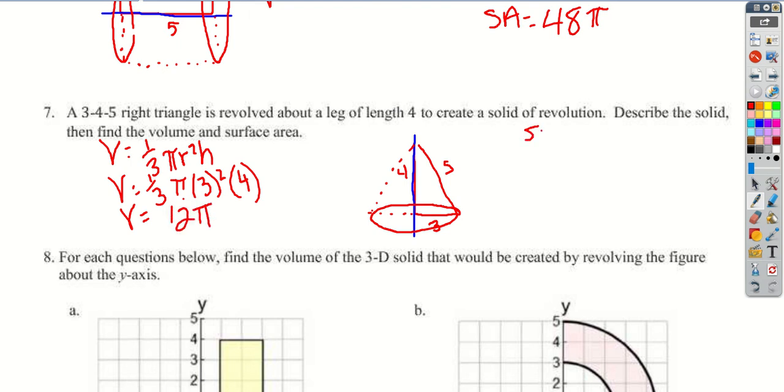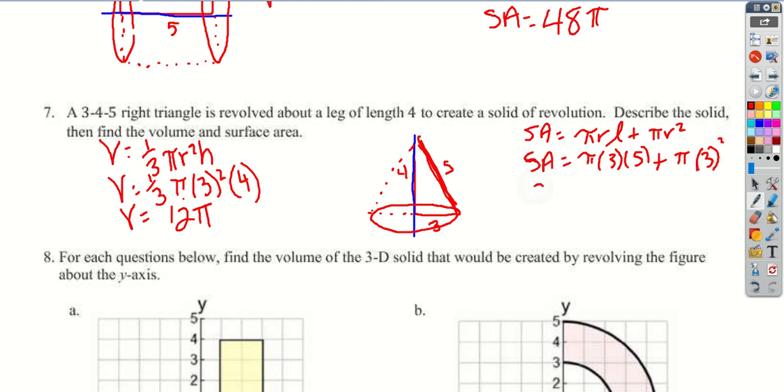And then the surface area, remember pi rl is the lateral area plus pi r squared, which is the area of the base. So the surface area formula, I'm just going to plug in, is pi times the radius, which is 3. This time the slant height is the height going down the side of the cone here, which is 5. All right, plus pi times 3 squared. And so our surface area becomes 15 pi plus 9 pi, and that is 24 pi.